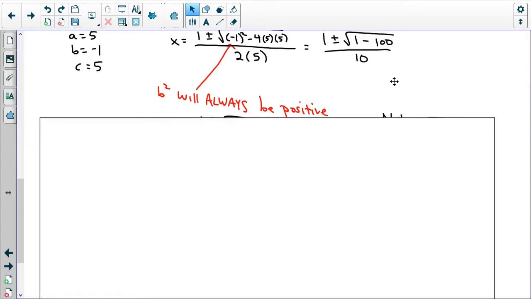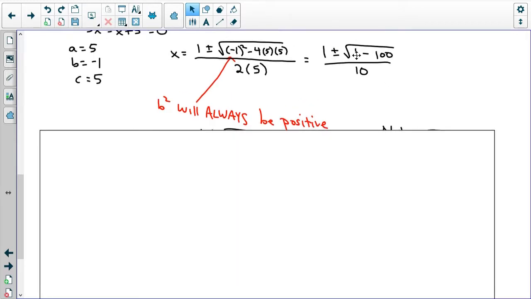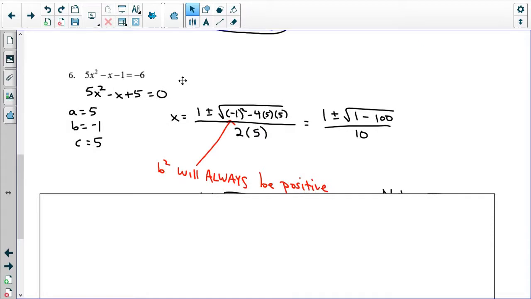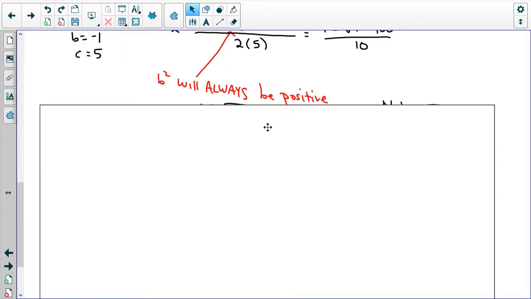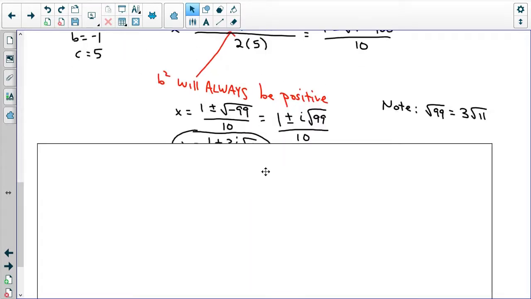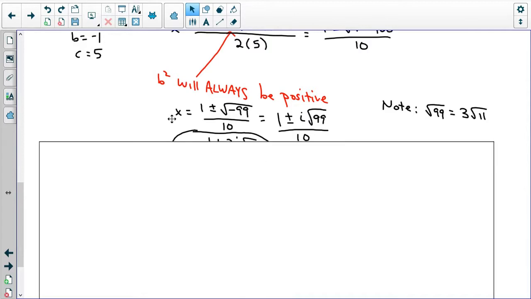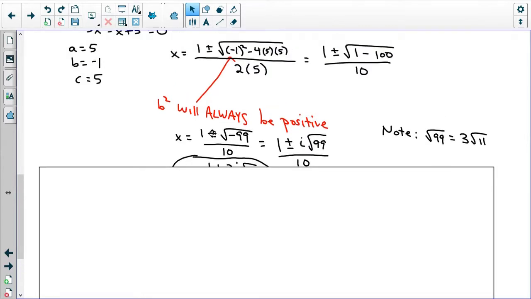Notice here that 1 minus 100 is going to give me a negative on the inside of the square root. I'm going to get imaginary solutions, which we saw when we did the factoring video because the parabola did not intersect with -6. So I'm going to get an imaginary solution. When I simplify things, I get 1 plus or minus root -99 all over 10.